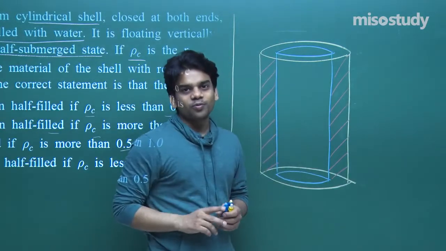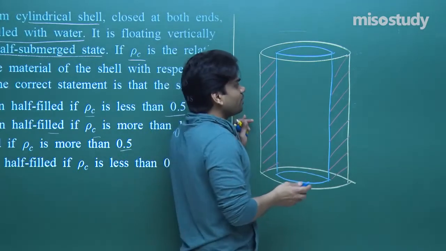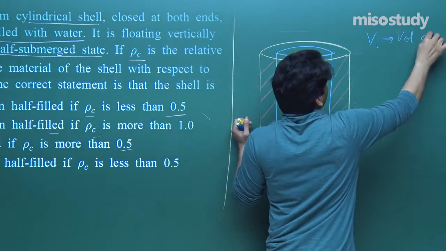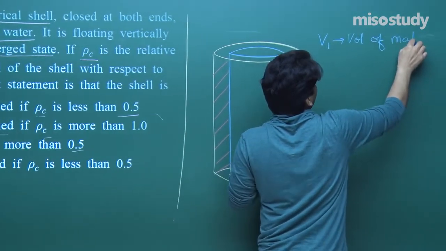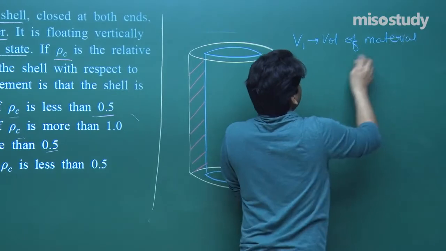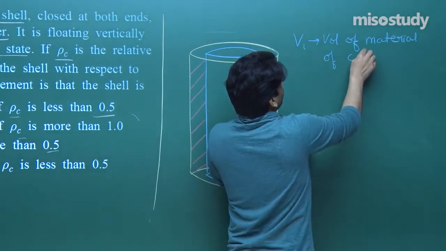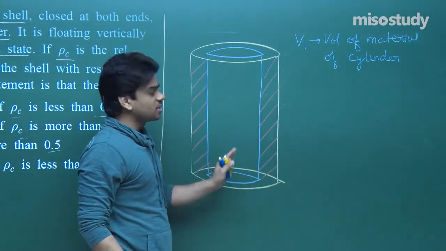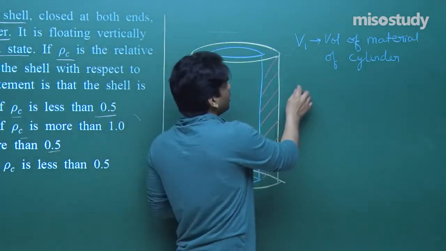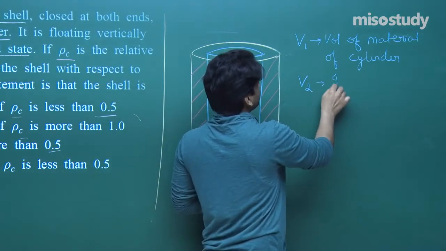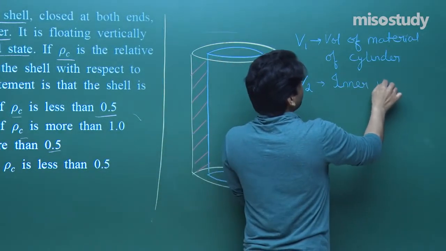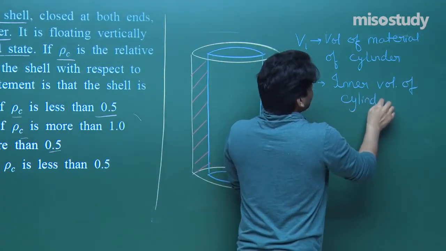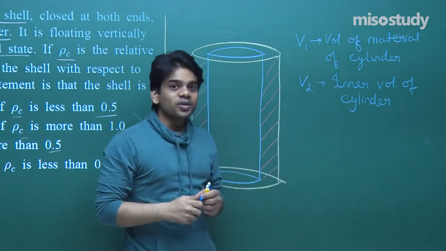Now you see here how to approach. There are two volumes you can think of. Let's say V1 is the volume of the material of which the cylinder is made up of, the volume of material of the cylinder. And let's say V2 is the inner volume of the cylinder. Next, the inner part is actually filled with water.